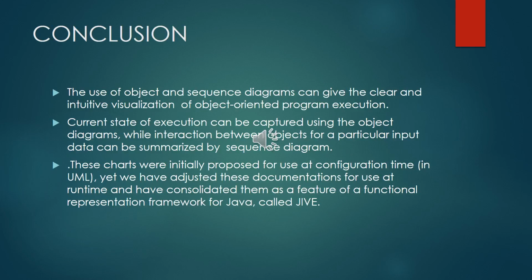Conclusion: the use of object and sequence diagrams can give a clear and intuitive visualization of object-oriented program execution. The current state of execution can be captured by using the object diagram, while the interaction between the objects and the particular input data can be summarized by the sequence diagram. These charts were initially proposed for use at design time in the UML, yet we have adjusted the notation for use at runtime and have consolidated them as the basis of a functional representation framework for Java called JIVE. And this is the end of the session.